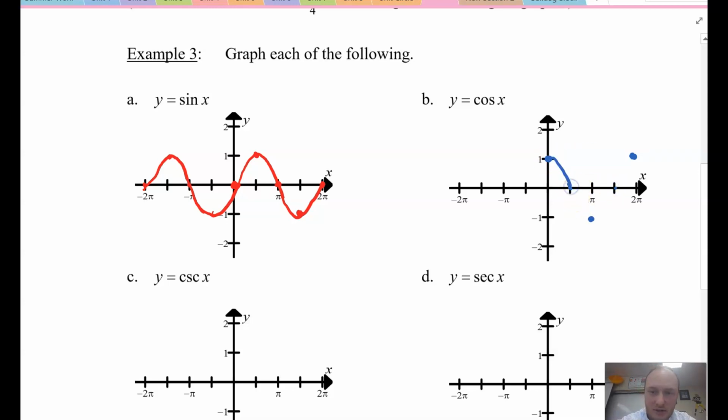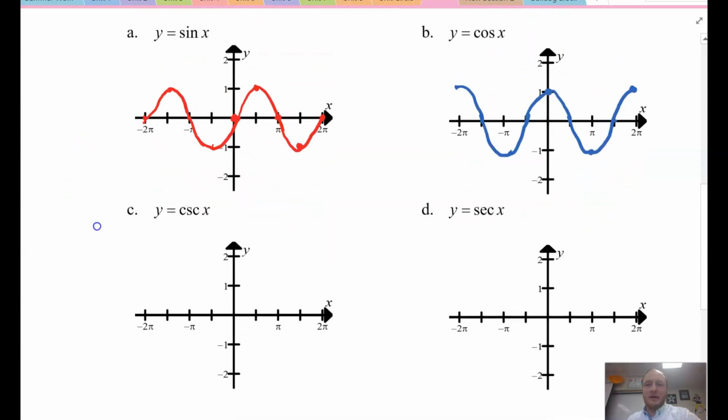So it looks like this. And I can continue again: max, intercept, min, intercept, max. So this is the cosine of x function. All right, very, very easy.